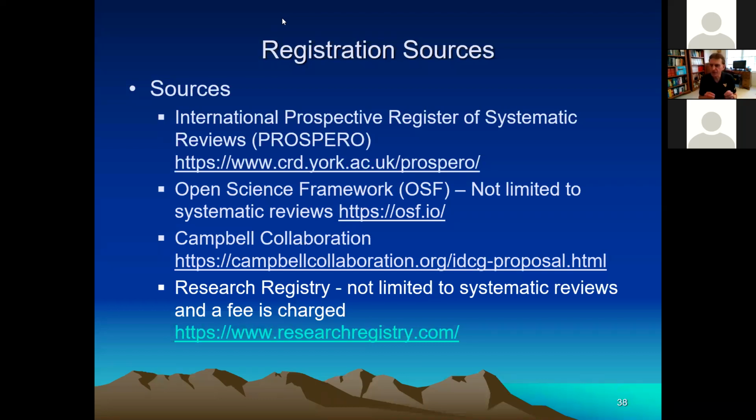We first register the trial, our systematic review with or without a meta-analysis. We register it in Prospero, and then we submit the protocol to a peer-reviewed journal.